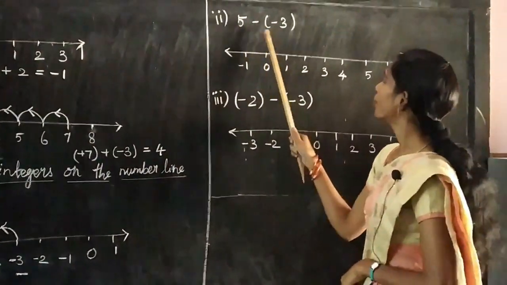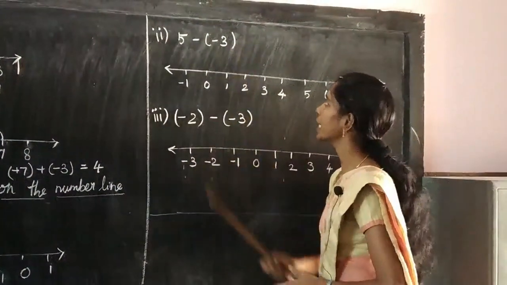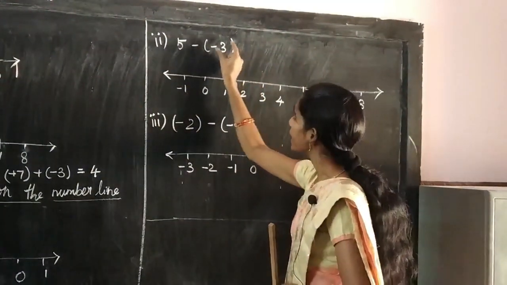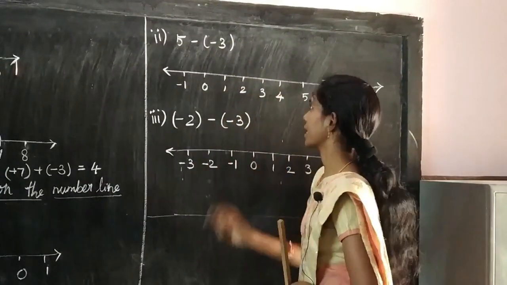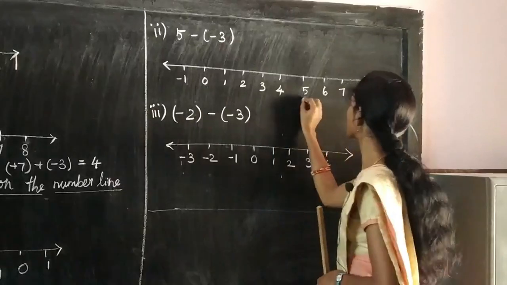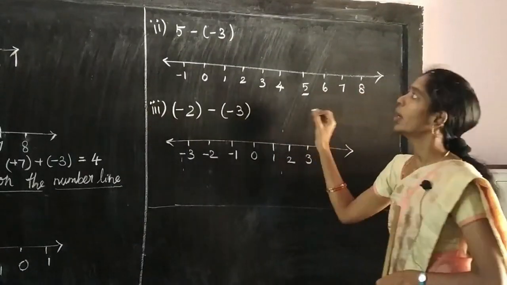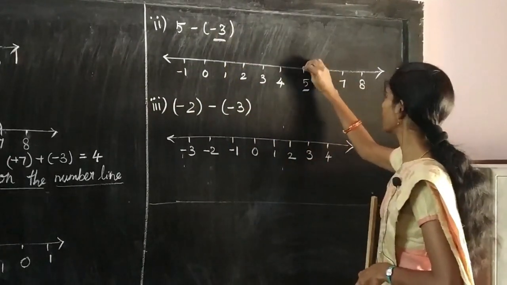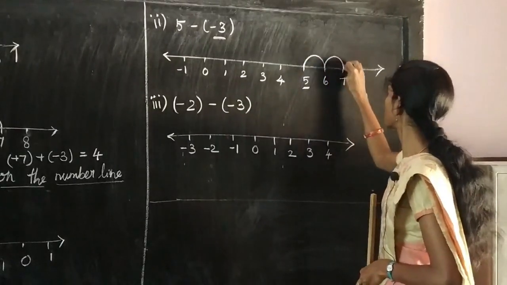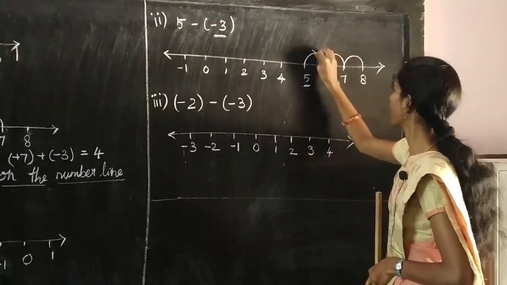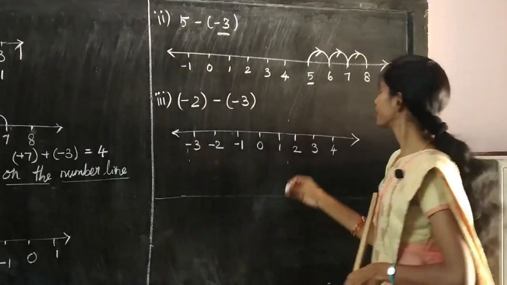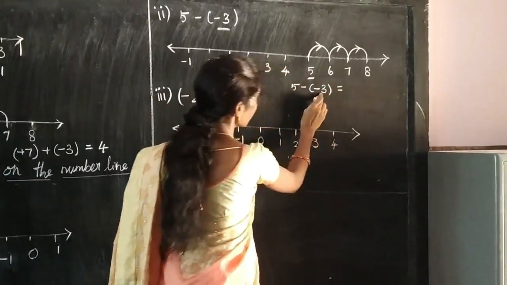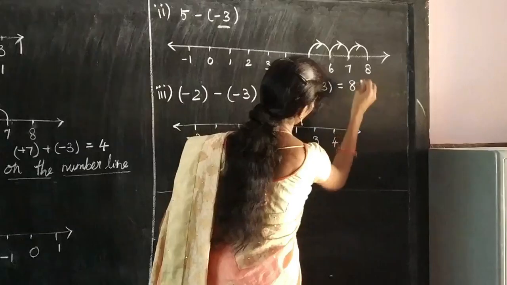Next, 5 minus minus 3. So here we are subtracting a negative integer. To subtract a negative integer we have to move to the right side. So we start at 5. This is 5 and we have to move to the right side. And how many units do we have to move? 3 units. So we start from here. 1, 2, 3. Okay. So 5 minus minus 3, subtracting minus 3 from 5, you get the answer 8.